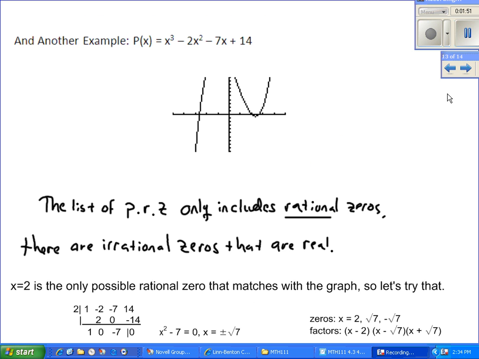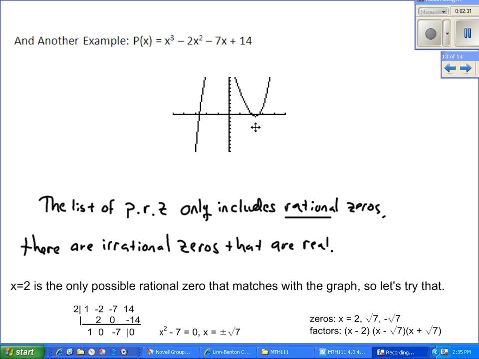Here's another example. This one's a cubic, third degree polynomial. And looking at the graph, it looks like I've got a 0 here probably at the 2, something between negative 2 and negative 3, and something between positive 2 and positive 3. Now the list of possible rational zeros, I forgot to write down, sorry about that. But there really wasn't anything there between the 2 and the 3. So one thing to remember about possible rational zeros, it only includes the rational zeros. If they're irrational numbers, they're still real, so they still show up on the real number line, but they're not rational, so they don't show up in the list of possible rational zeros.